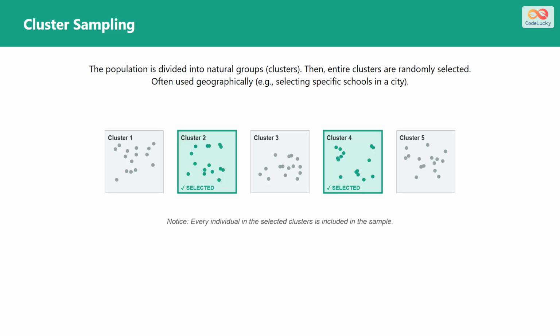Cluster sampling is slightly different. Instead of picking individuals, we divide the population into natural groups or clusters, like schools or cities. We then randomly select entire clusters and survey everyone inside them. This is very efficient for large geographic areas.